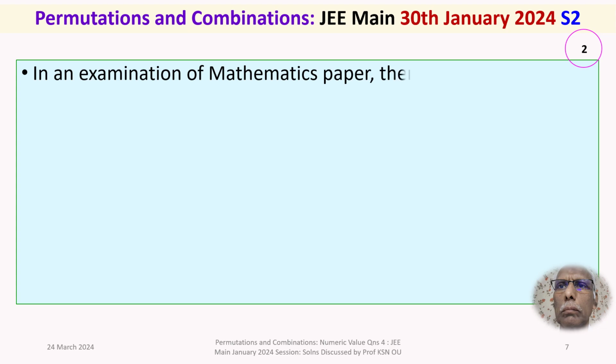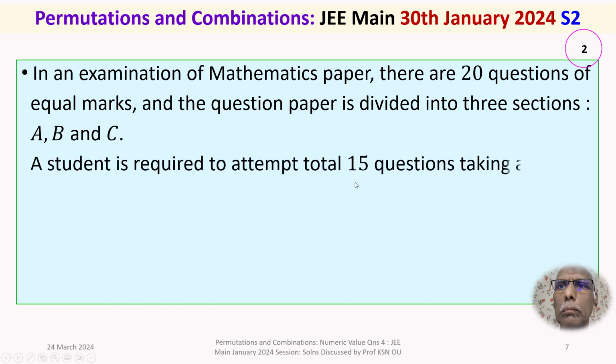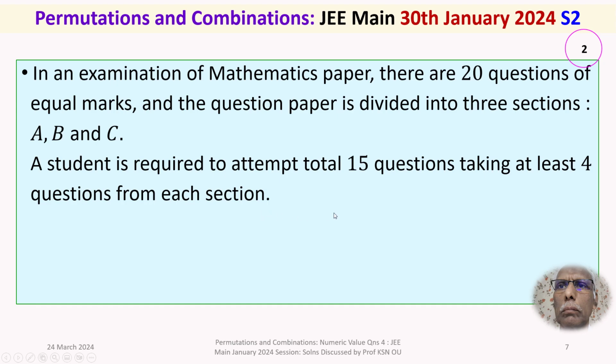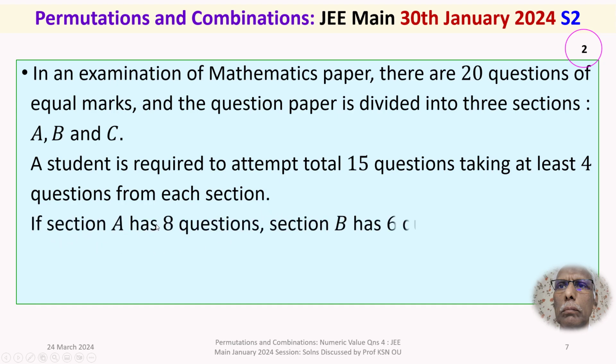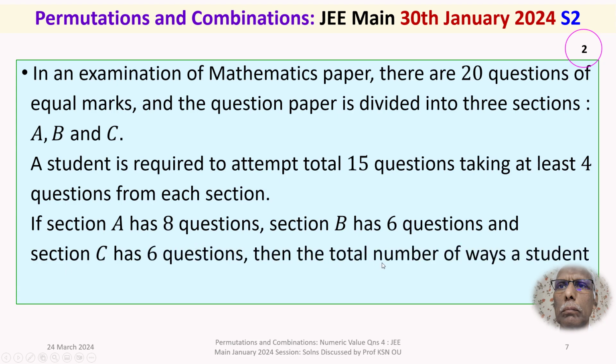The given question is, in an examination of mathematics paper, there are 20 questions of equal marks, and the question paper is divided into 3 sections, A, B and C. A student is required to attempt 15 questions, taking at least 4 questions from each section. If section A has 8 questions, section B has 6 questions, and section C has 6 questions, then the total number of ways a student can select 15 questions is.